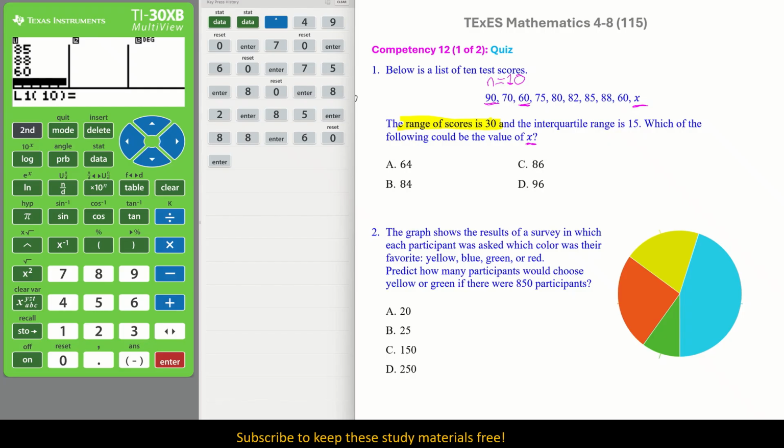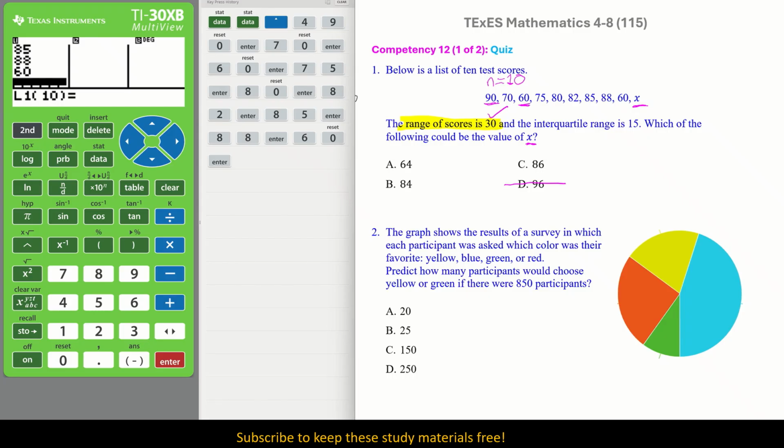Within the list that's already given, regardless of the X, this is going to be true. So the value of X cannot be less than 60 or greater than 90. That gets rid of one of my options already. A is okay because it's greater than 60, so it's within that range. Because we know our properties, we've narrowed down our list, which is very useful.